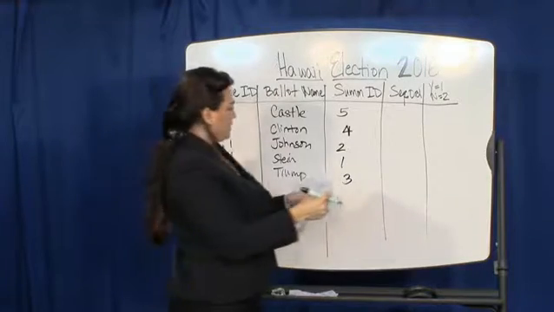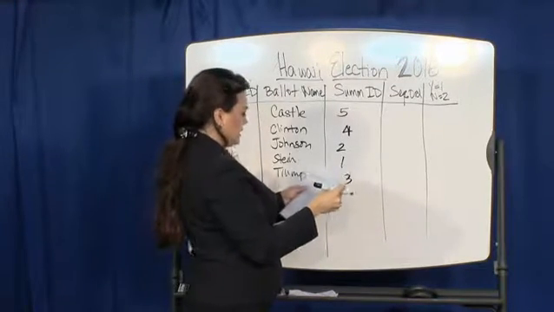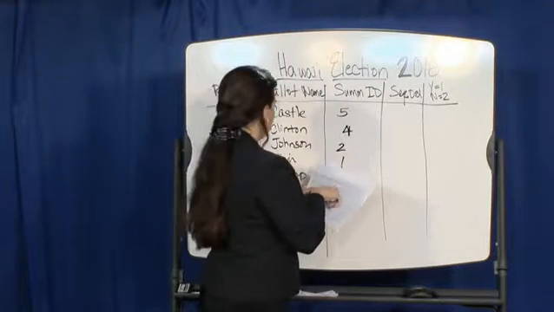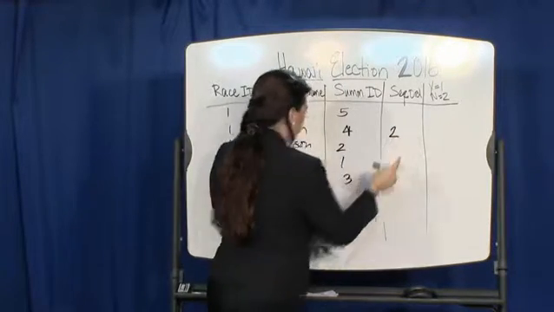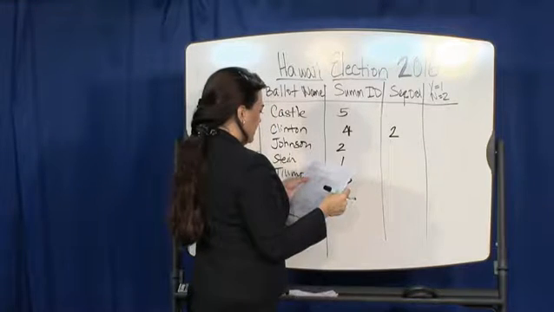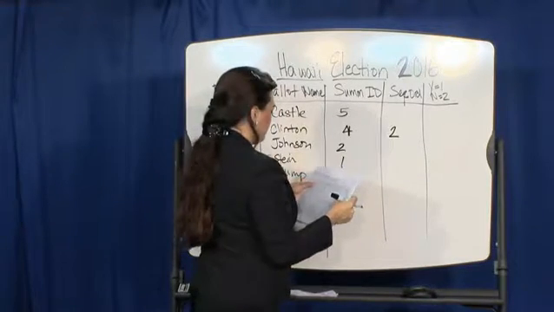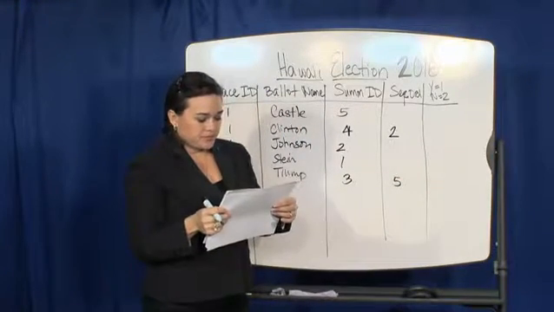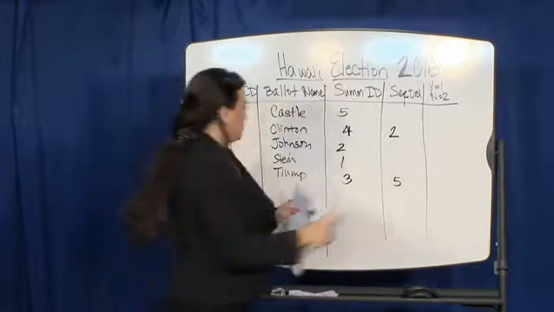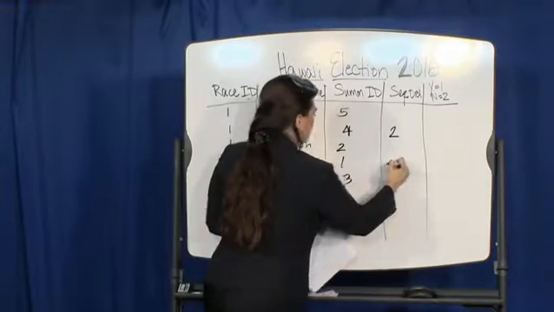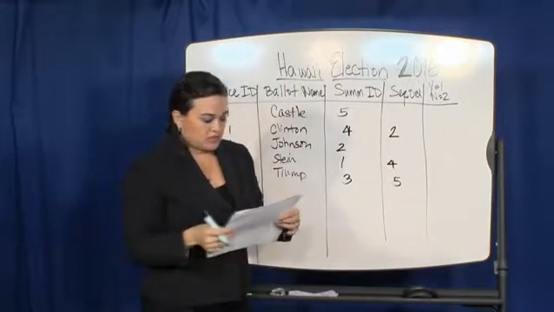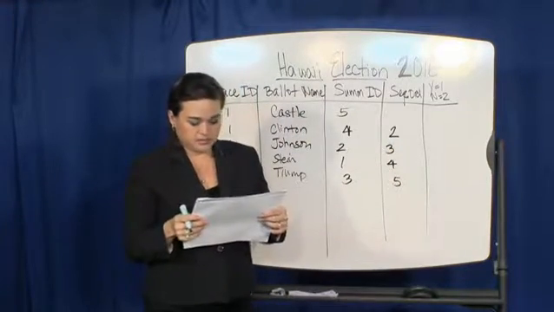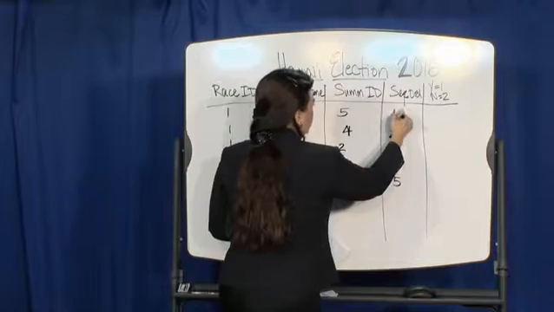Sequential order: Clinton is now 2. Wait, hold on. Clinton is 2. Trump is 5. Stein is 4. Johnson is 3. And Castle becomes 1. This is the sequential order.